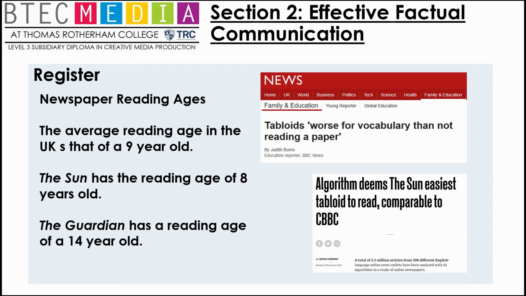Okay, I did like this particular headline here. It says tabloids are worse for vocabulary than not reading a newspaper, which is particularly shocking. And The Guardian has a reading age of a 14-year-old. So again, it all really depends on the audience. Because The Sun is specifically trying to aim at as wide an audience as possible, and they know the average reading age in the UK is that of a 9-year-old, they deliberately made sure their reading age was particularly low.